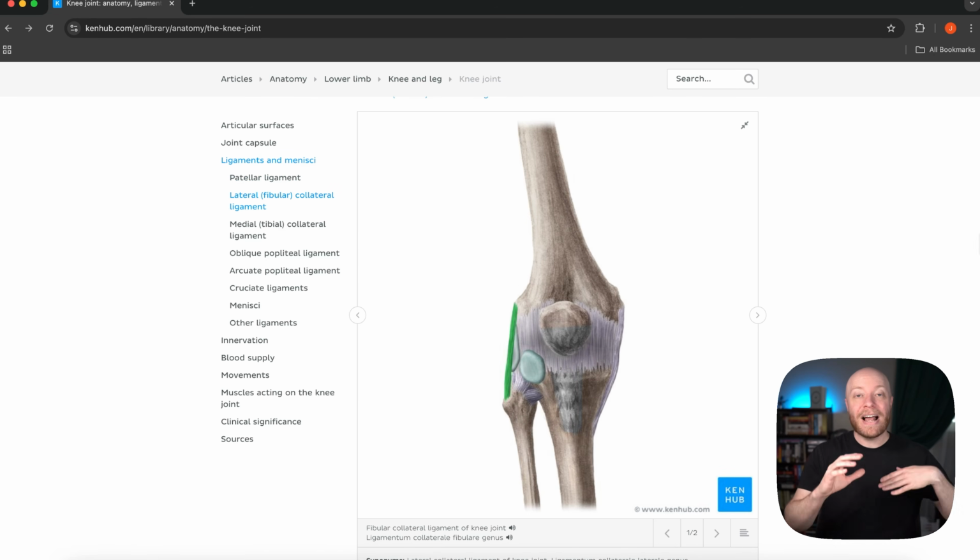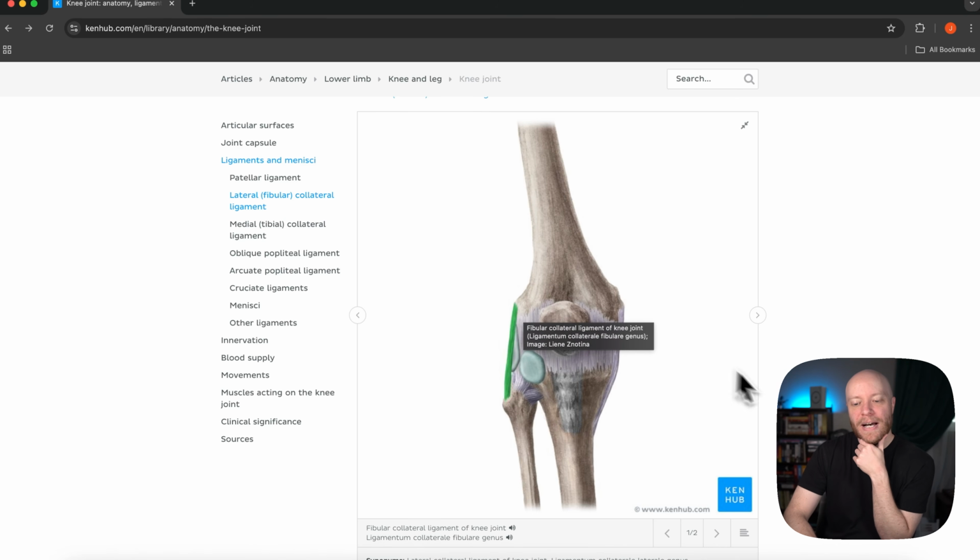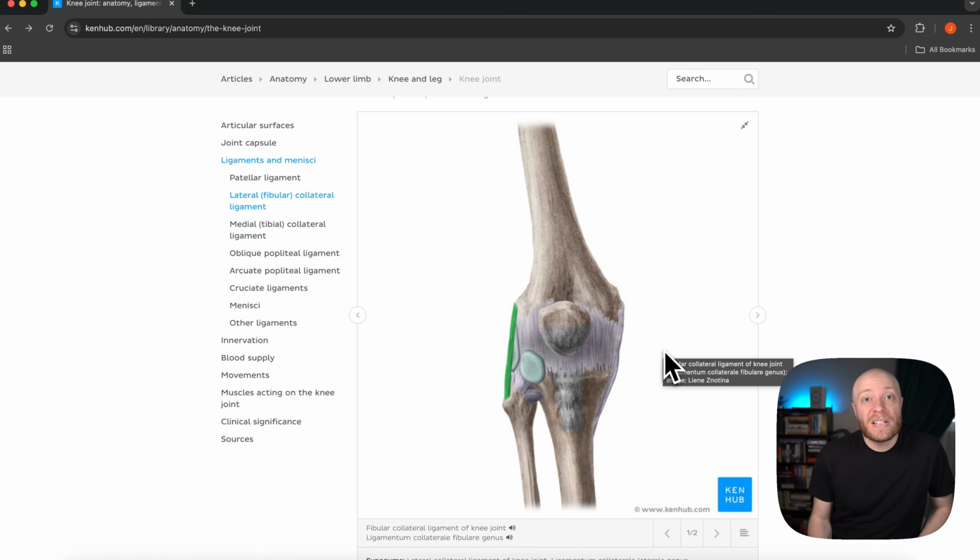Instead, we're now going to look at the first of the big four. And so this right here is what we would call the fibular collateral ligament, but most people would actually just call it the lateral collateral ligament. This is your LCL. And so the LCL is, get rid of that text real quick. The LCL is this ligament that's going to be on the side of your knee.